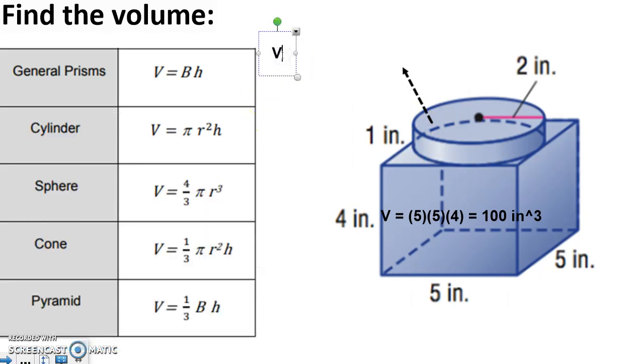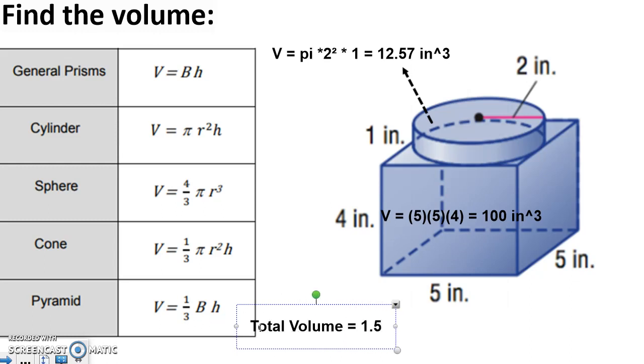So when I do the volume, I would do pi times my radius, which is 2, squared, times the height of the entire cylinder, which is just 1. So go ahead and type pi times 2 squared times 1, and you get 12.57 cubic inches for the volume of that cylinder. So now our total volume would be the 12.57 plus 100, and it would equal 112.57 cubic inches. And that's the final answer there.